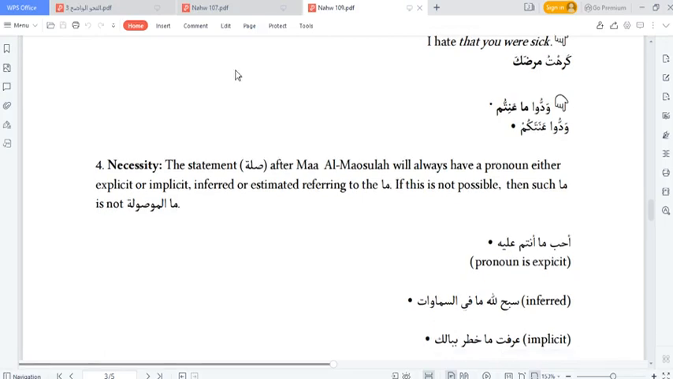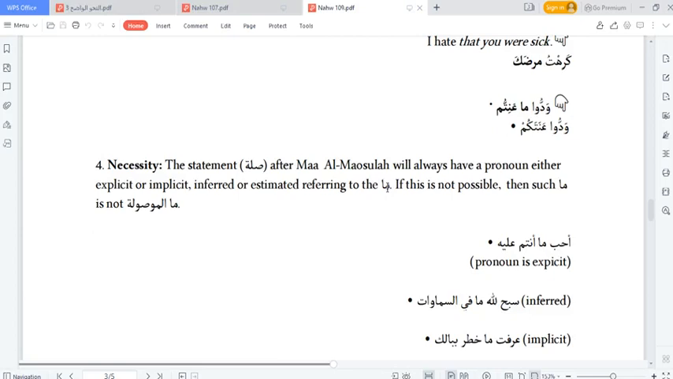Another thing to note is necessity. What do we mean by necessity? So the statement, yani the silah after ma mawsula will always have a pronoun, either explicit or implicit, inferred or estimated, meaning it is taqdir, referring back to the ma.